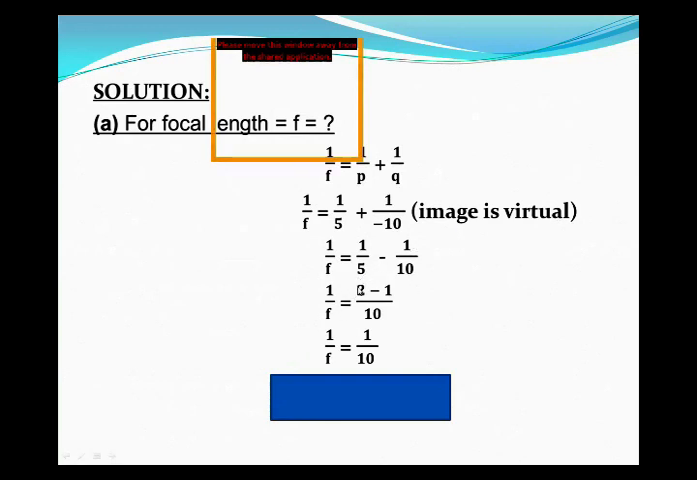After that, on the next step, we will take the LCM of the denominators, 5 and 10, and we get 10. So we will multiply 5 with 2 so that it will equal the LCM. So 2 ones are 2, minus 1, because this one is written as it is, as its denominator is already similar to the LCM. Now 1 over f is equal to 2 minus 1 equal to 1 upon 10. After that we will cross multiply it, then we get f is equal to 10 centimeter.